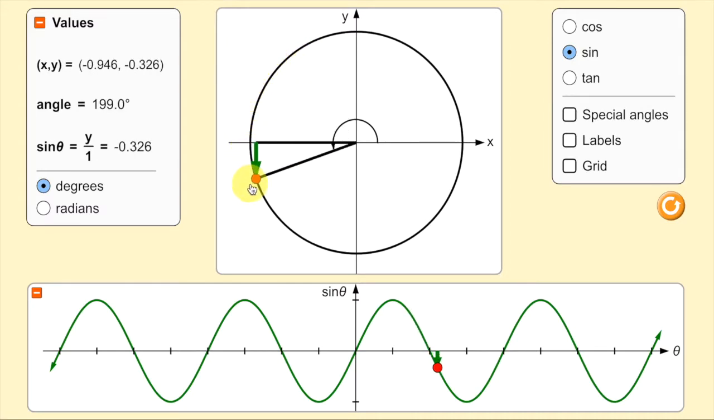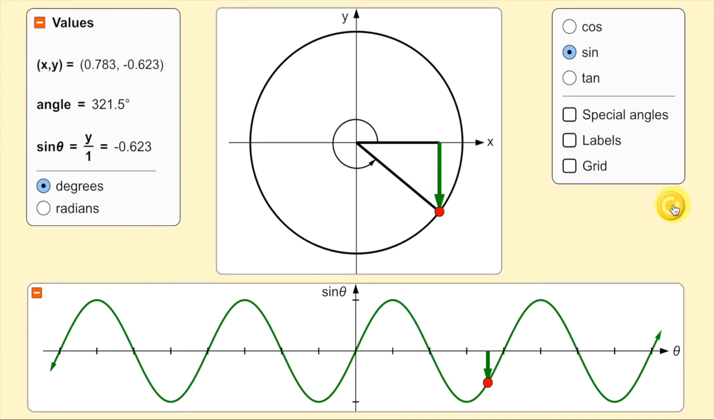Now, as we move below the x-axis, you can see that the y value is negative. So sine of any angle in the third quadrant, because I'm in the third quadrant now, will be negative. And as we continue on into the fourth quadrant, again, you can see that it will be negative again in the fourth quadrant because the y values are negative. So sine of this angle here is equal to what we have in green, the distance there, and that's negative.